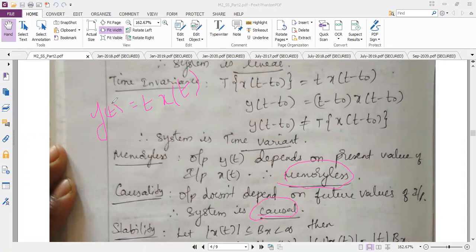The system is memoryless, and also the system is causal. The reason is that the system output depends upon the present value of the input, so it is memoryless. And also the output does not depend upon the future value. Future value means you should have plus some numbers. So it is having only t. So I can say it is causal. I hope you understood this.